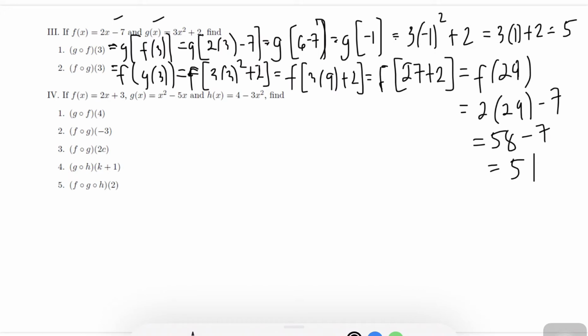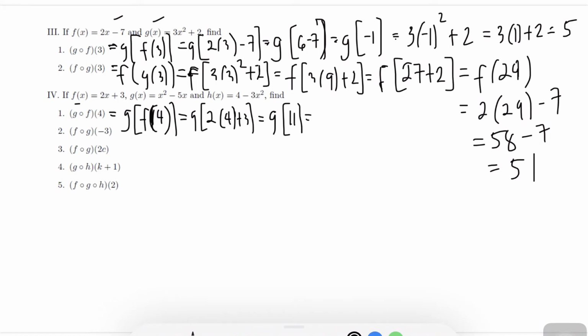So last, test 4. Given these three functions, f, g, h, we have to find g circle f of 4. Again, this will become g of f of 4. So what is f of 4? Use f: 2 times 4 plus 3. I suggest you use your calculator. 2 times 4 is 8 plus 3, so we have 11.